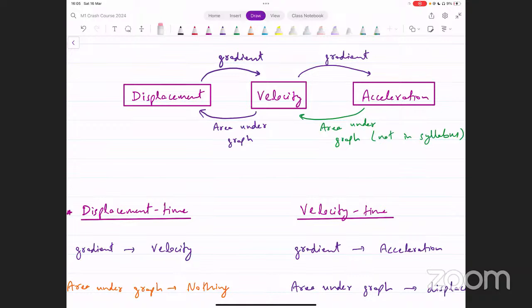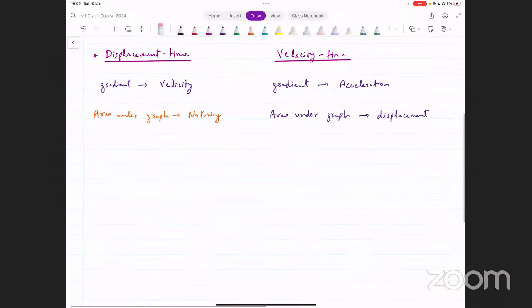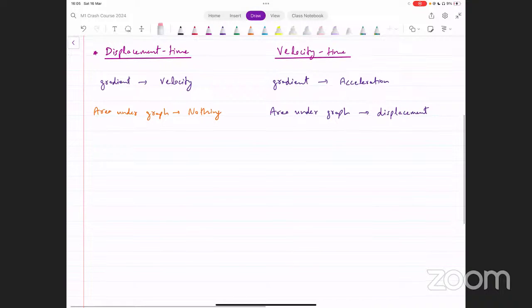Okay, sir. That's just a representation to kind of remember this. This is the actual thing: how the gradients and areas on the graph are related.